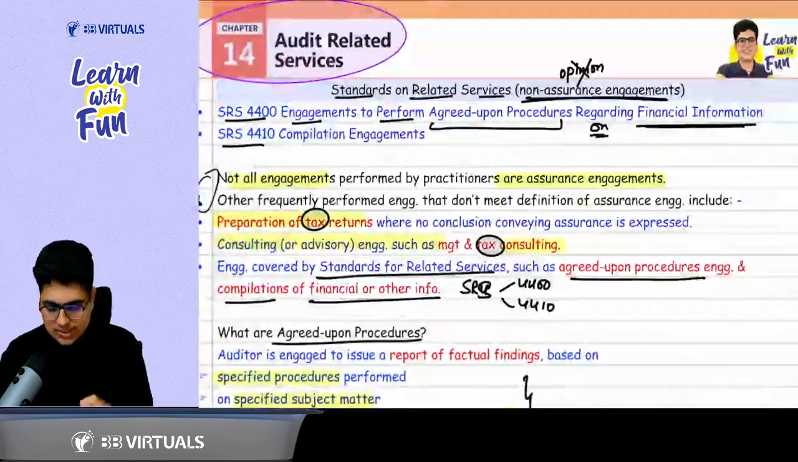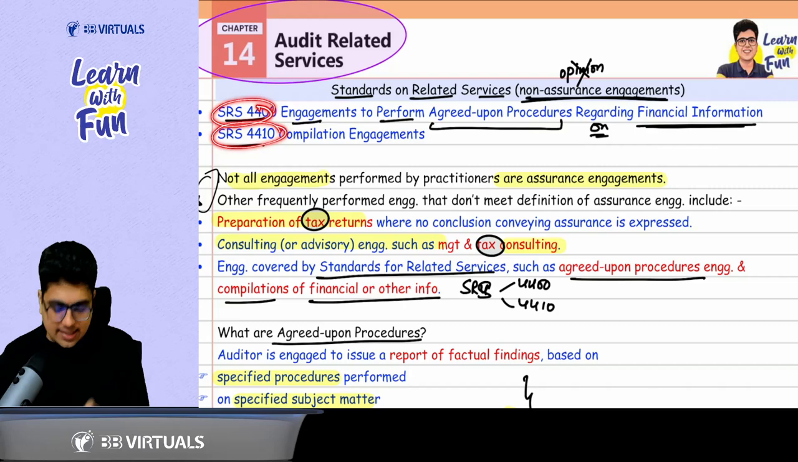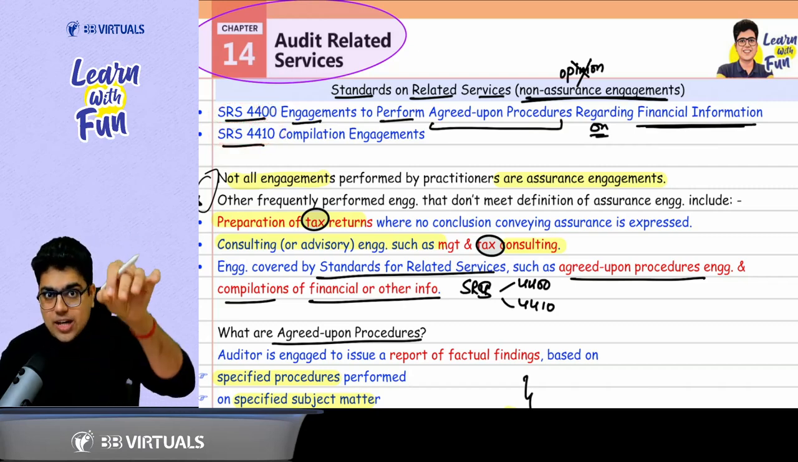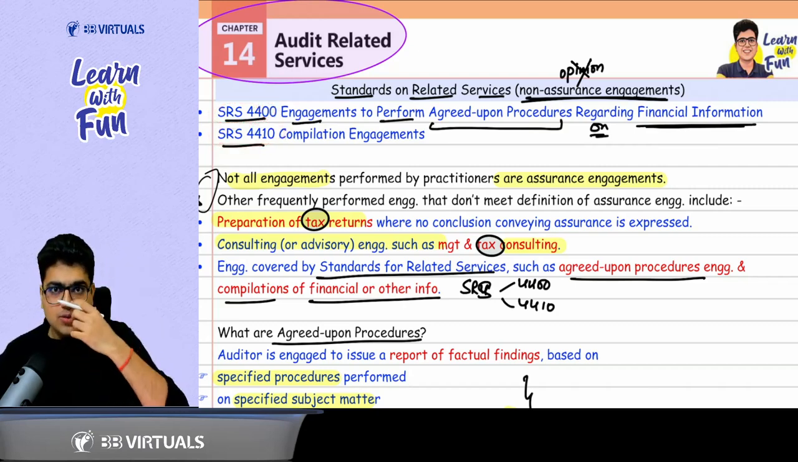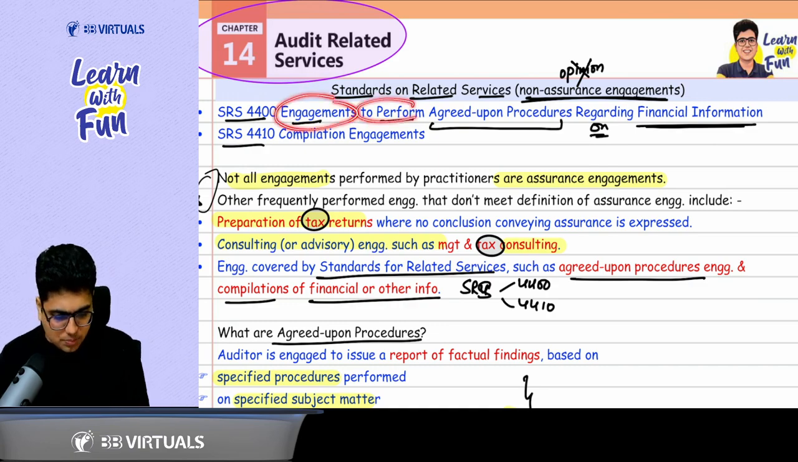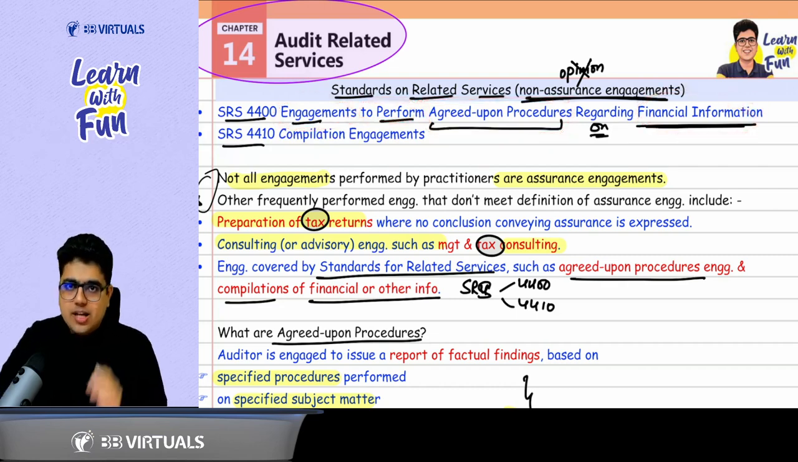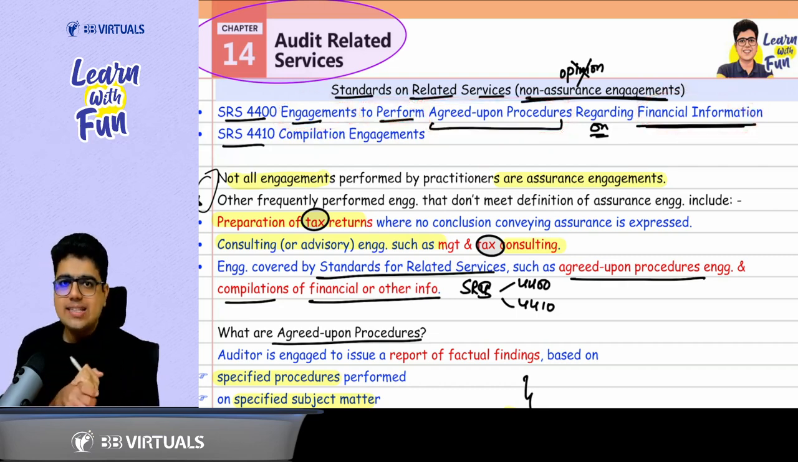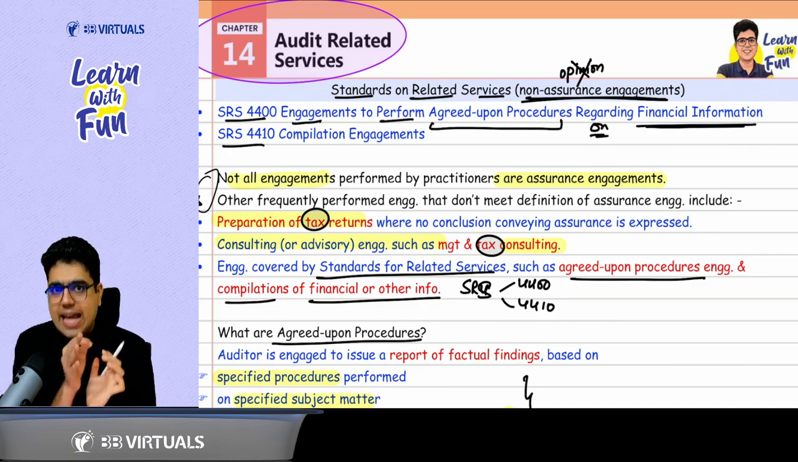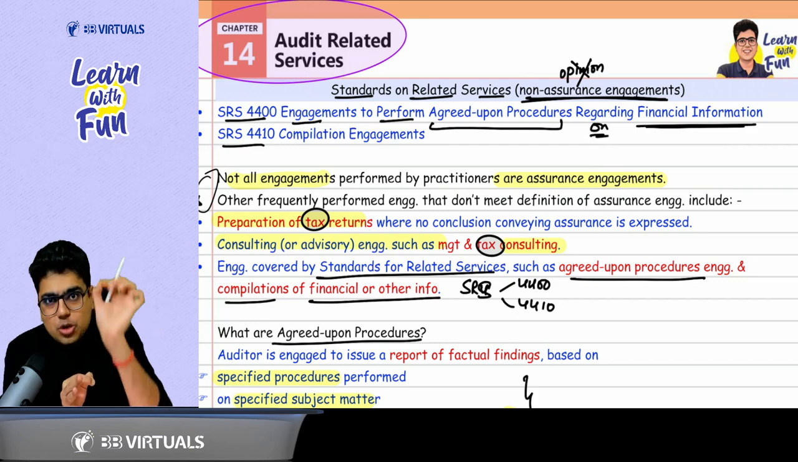In these, there are two standards, SRS 4400 and SRS 4410. Right now, we are going to revise SRS 4410, that is the engagements to perform agreed upon procedures regarding the financial information. Now, sir, the question comes, what is an agreed upon procedure? In the agreed upon procedures, you are just required to report the facts, the findings.